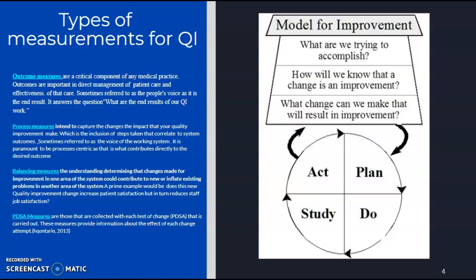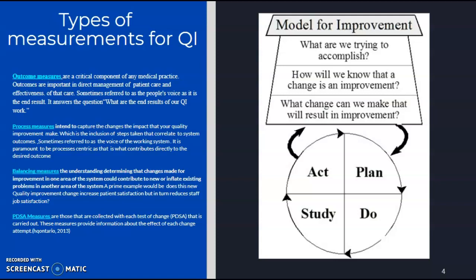Our process measures. It intends to capture the changes, the impact the changes make and the quality improvements made, which is the inclusion of steps taken to correlate the system outcomes, sometimes referred to as the voice of the working system. It is paramount to be the process-centric measure, as it is what contributes directly to the desired outcome.